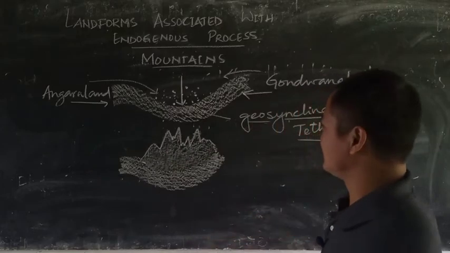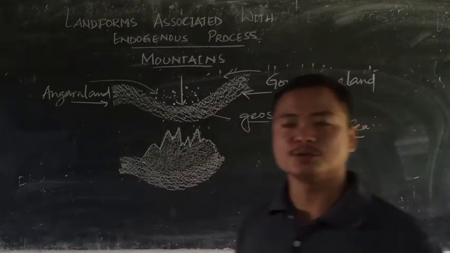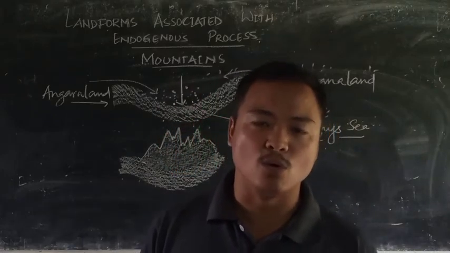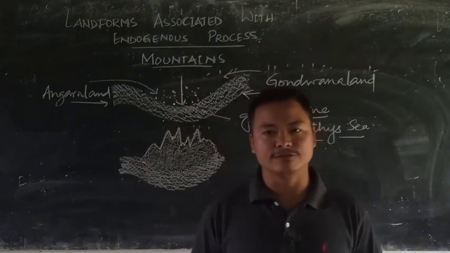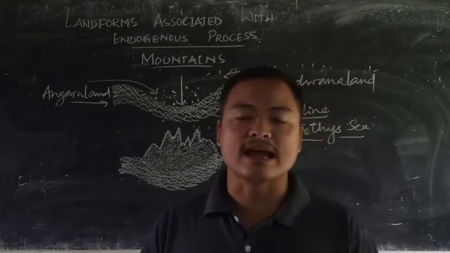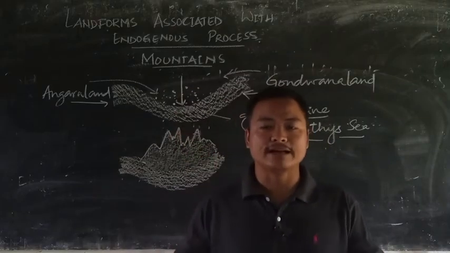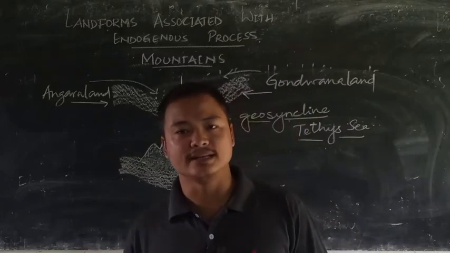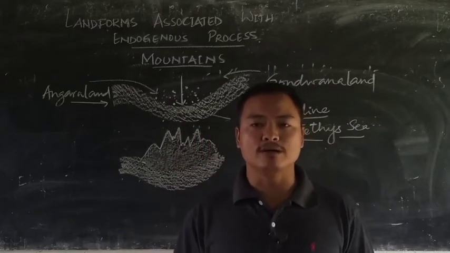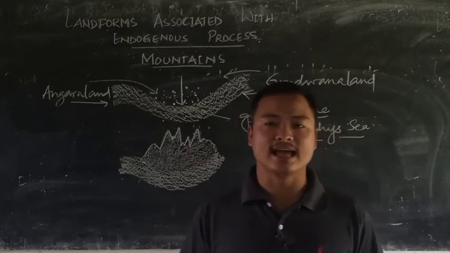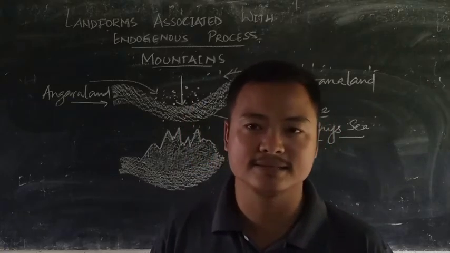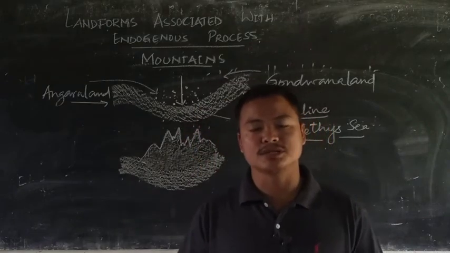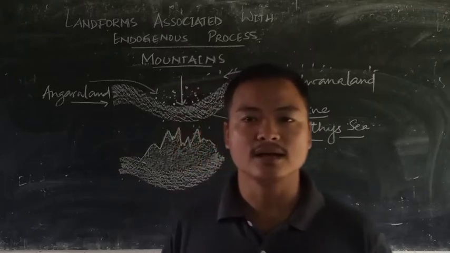Now, fold mountains can again be categorized into two types: the old fold mountains and the new fold mountains. The new fold mountains are higher in height and have very steep slopes with very deep valleys. While the old fold mountains generally have lesser height and are mostly rounded in shape with gentler slopes.